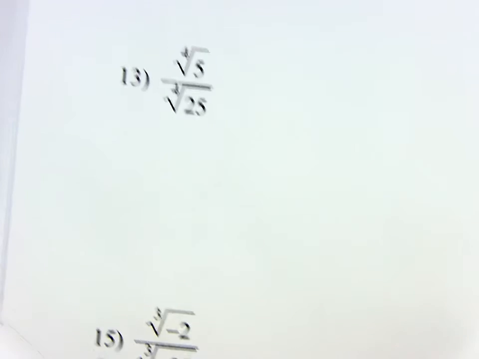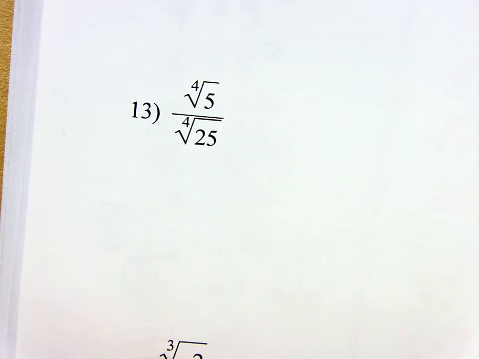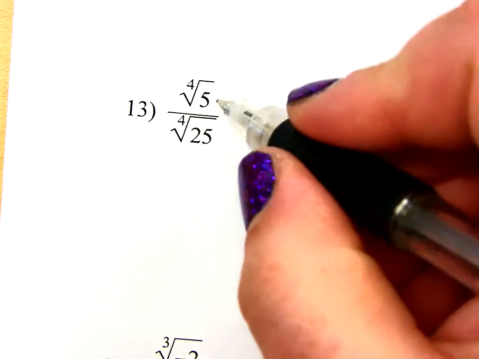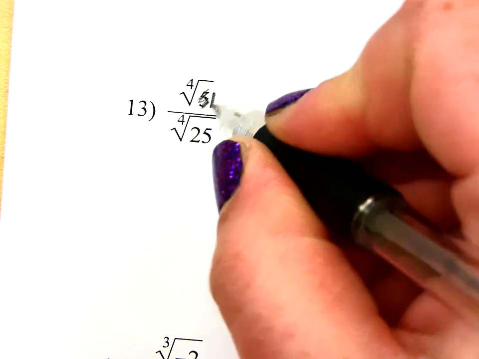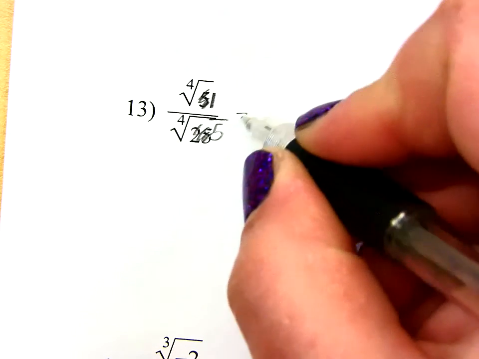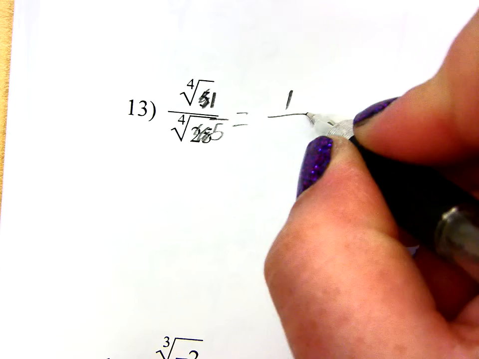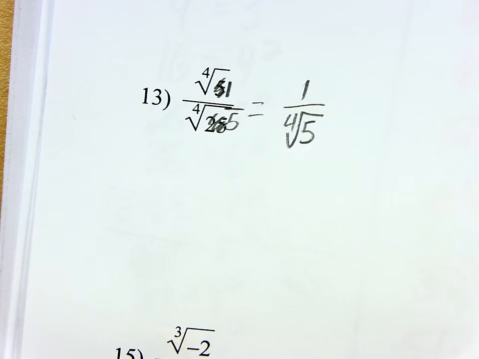What should you do first on 13? Yes, make your life so much easier. They're both 4th roots. 5 over 25 becomes 1 over 5. What is the 4th root of 1? It's just 1. So now I only have to deal with this 4th root of 5 in the denominator. See if you can finish fixing that so that there will be no more radicals in my denominator.